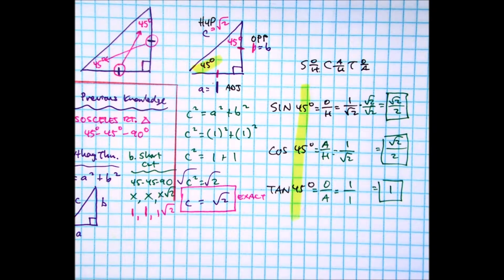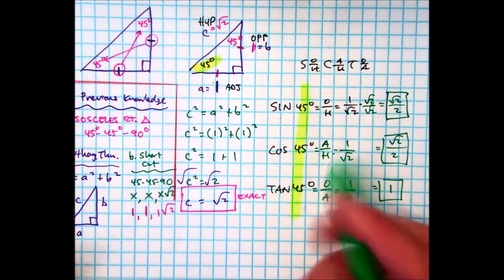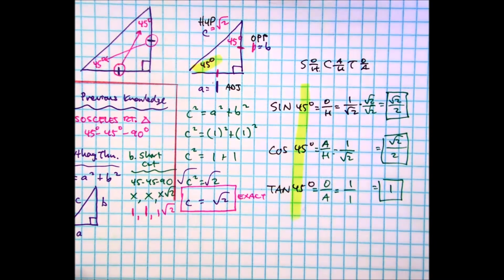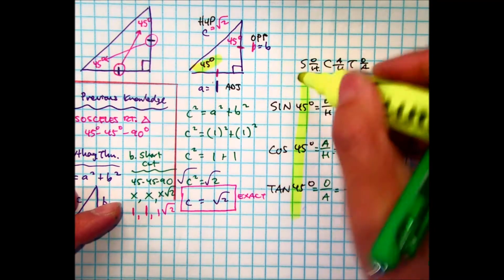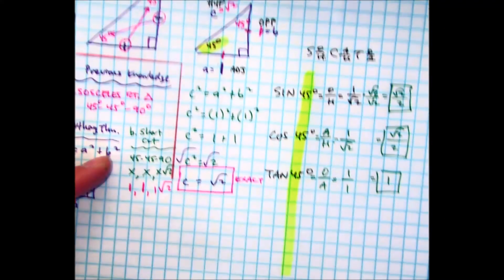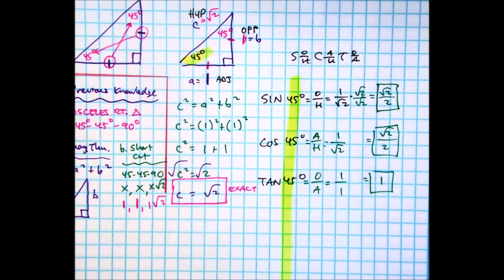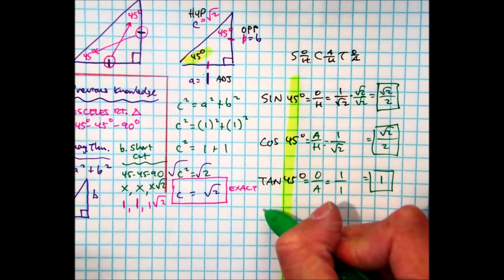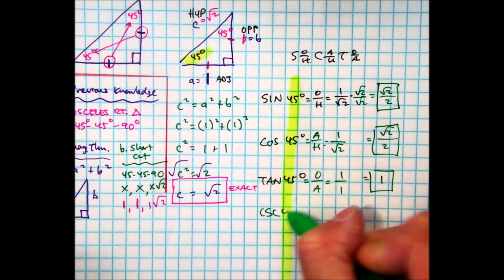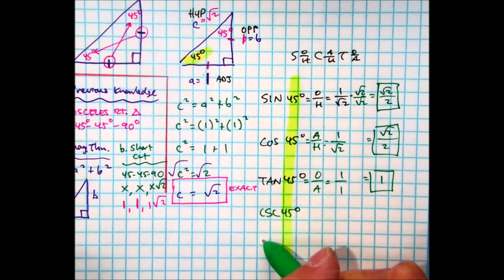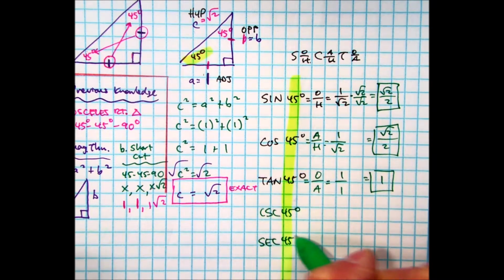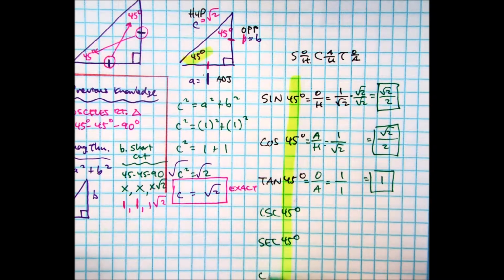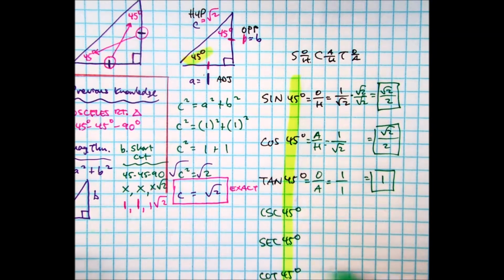Let's do the other three trig ratios. Class, what are the other ones? Cosecant of 45. The other one? Secant of 45. And the last one? Cotangent of 45.